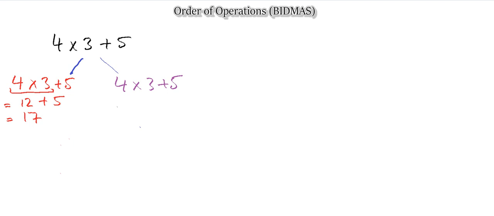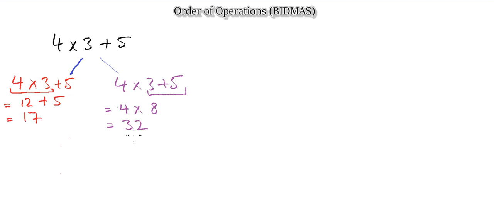However, the second individual might feel like, no, you're not going to multiply first, you're going to add first. So he might do 4 multiplied by the sum of these two numbers, 3 plus 5, that's 8, and he might get the answer as 32. So now we have a difference between these two people. So which one is right? Is it this person or is it this person?